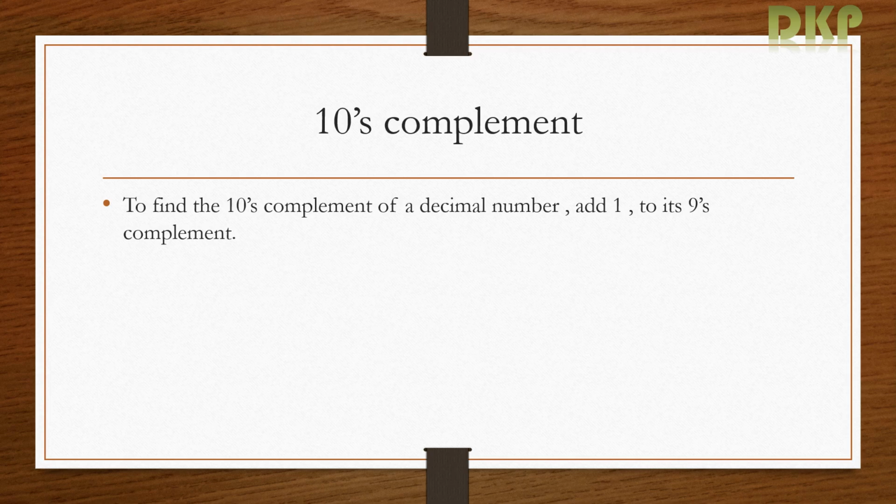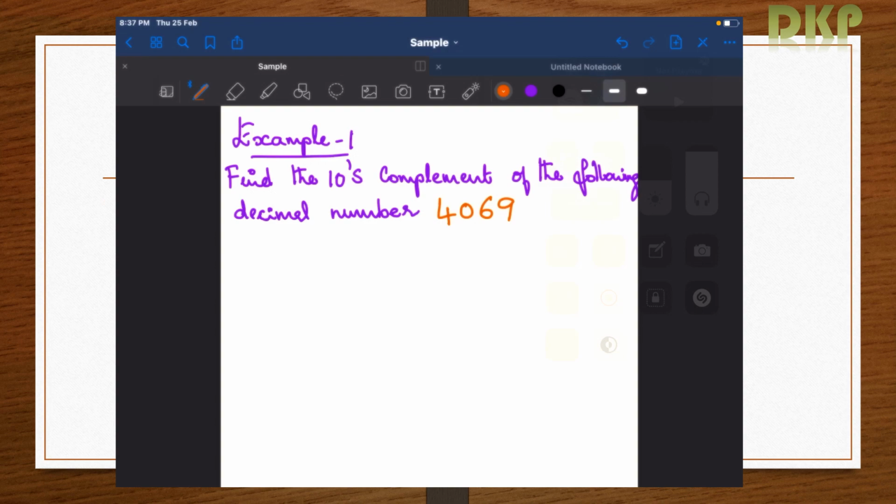Now to find the tens complement of a decimal number, first you have to find the nines complement of the decimal number and then add 1 to it. Let us find the tens complement of the following decimal number 4069. There are two steps to find the tens complement. First step is to find the nines complement of the given decimal number, then add 1 to it in order to get the tens complement. So let us do the first step.